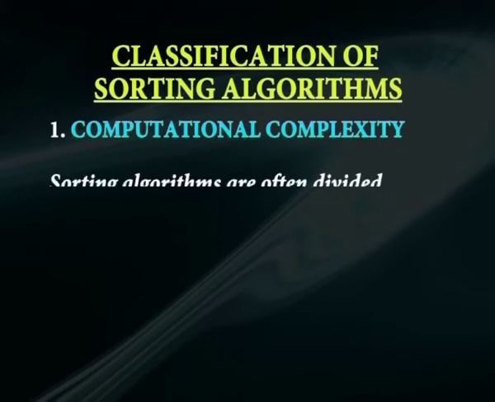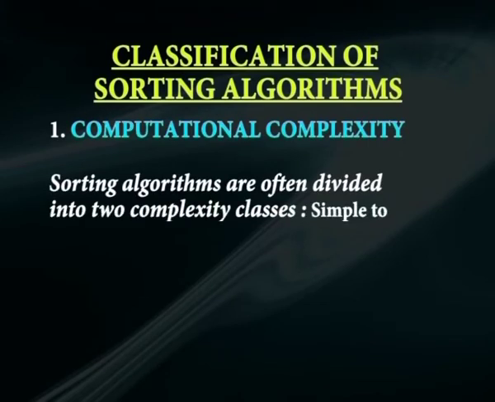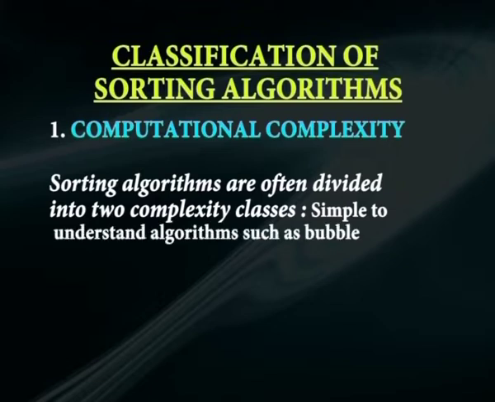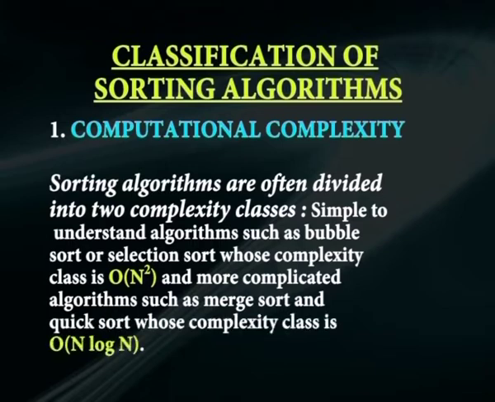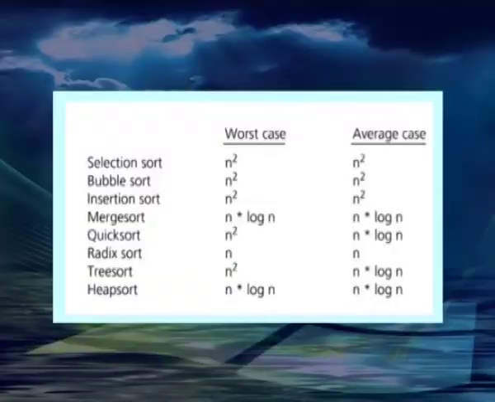Computational complexity. Sorting algorithms are often divided into two complexity classes: simple to understand algorithms such as bubble or selection sort, whose complexity class is order n square, and more complicated algorithms such as merge sort and quick sort, whose complexity class is order n log n. Algorithms differ in the constant that appears in front of n square or n log n. Furthermore, some sorting algorithms are more sensitive to the nature of the input than others. Quicksort, for example, requires order n log n time in the average case, but requires order n square time in the worst case.